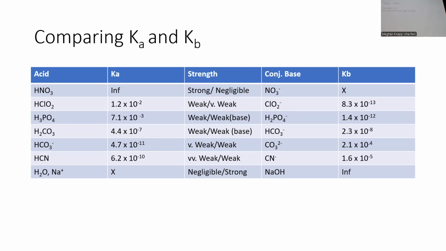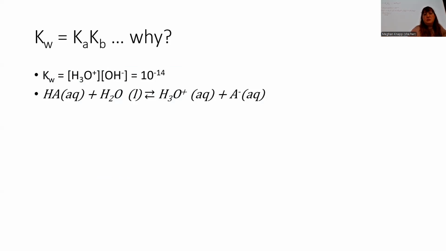Okay, so why does that work? Let's think about what Kw was. That came from the autoionization of water. But this reaction is a simple acid dissolved in water. So we have our hydronium and we have our conjugate base here. So it's just a generic acid, HA, right? And so Ka is equal to this. We found that several times.